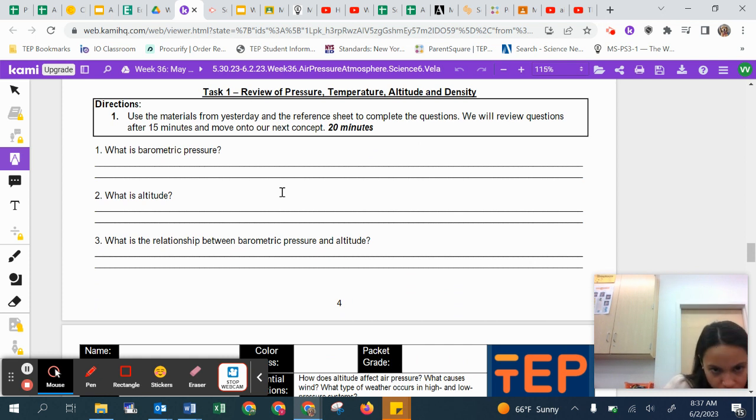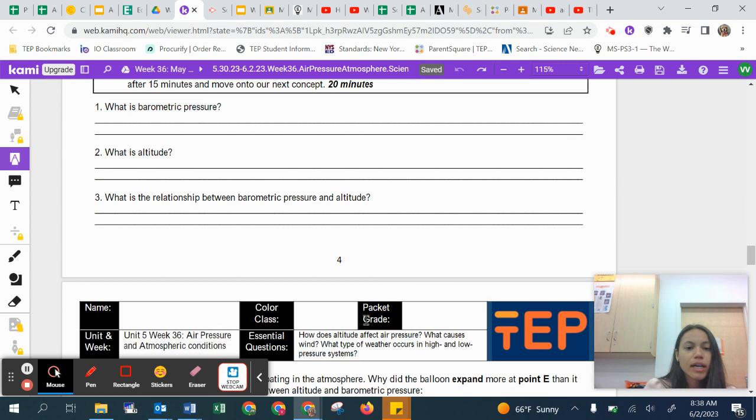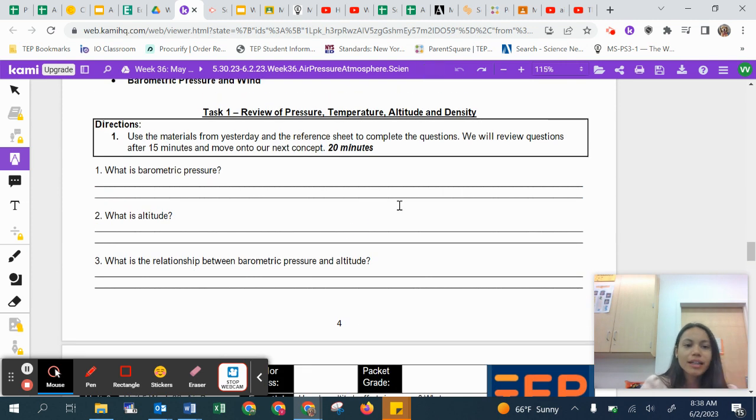So I need you to understand that here, for the review of barometric pressure, temperature, altitude, and density, I expect you to answer what is the barometric pressure, what does altitude mean, what's the relationship. You should know these. Use your science reference sheet, and it will support you. If you don't, then I will allow you to look this up online and figure it out from there. Okay, but you should only take like 5 minutes to complete this section.